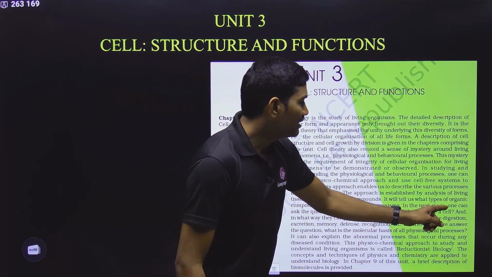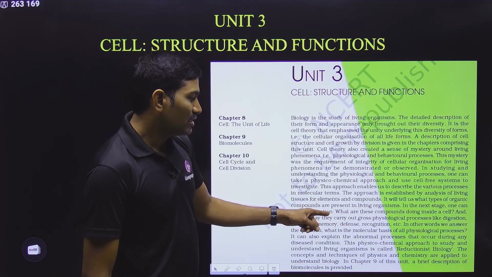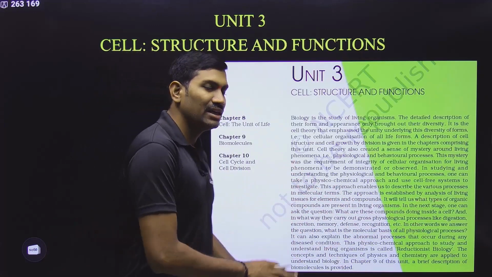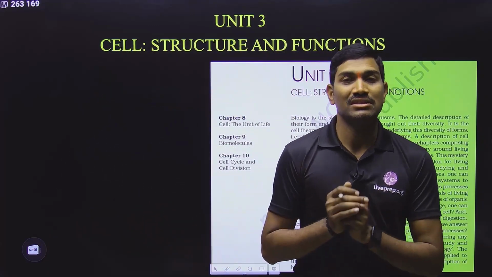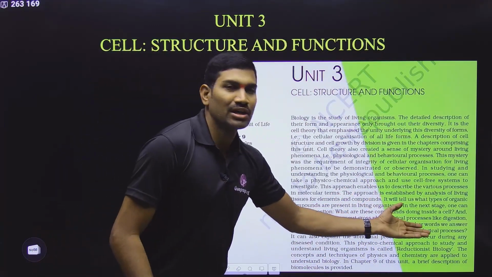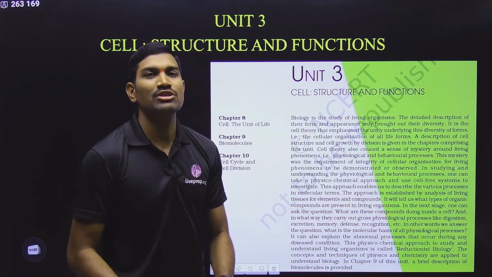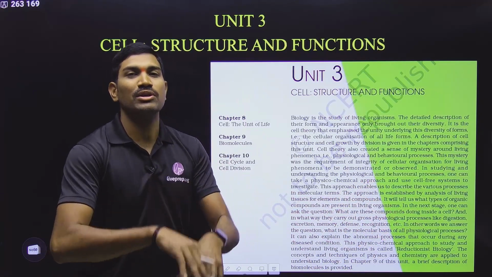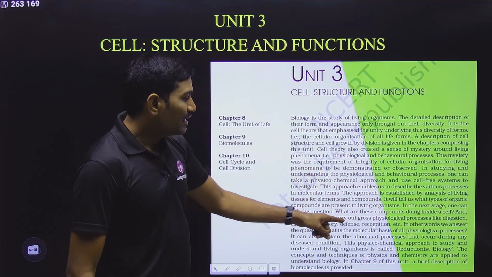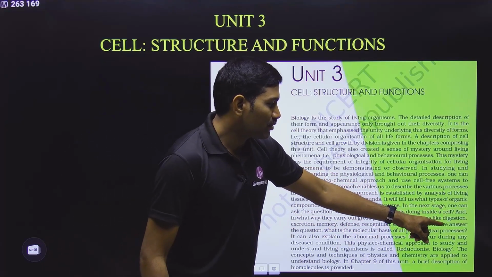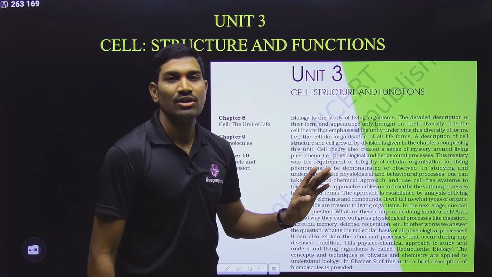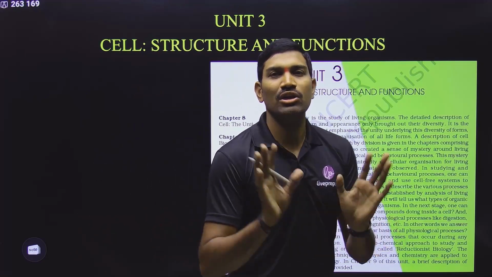Next one. In the next stage, one can ask the question: what are these compounds doing inside the cell? First you are saying, okay, these are the compounds present inside the cell. Once you know the list, what is our next question? What are these compounds doing inside the cell? That means how are they interacting, and what is the role of those particular molecules? That point we need to understand. And in what way do they carry out gross physiological processes like digestion, excretion, memory, defense, recognition, etc. So individually, if you are observing, these are the molecules that are present.